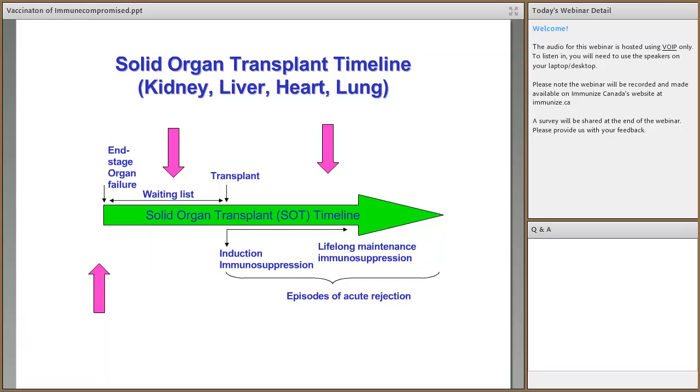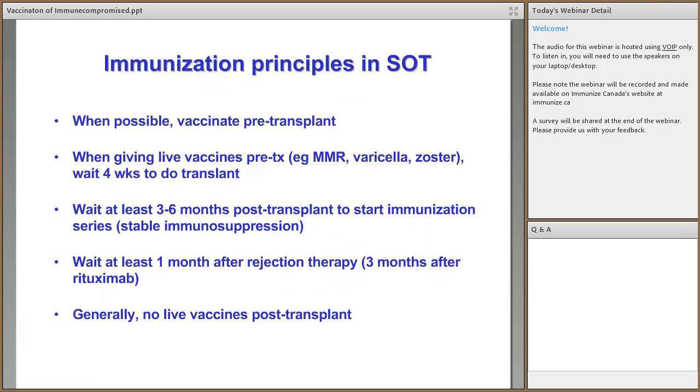If they're not captured for vaccination before the transplant, then it's important to wait 3 to 6 months after transplant when they're on stable immunosuppression, and then they can receive your inactivated vaccines. But the response to vaccines after transplant will never be as good as it could have been if they were vaccinated before transplant. So we always say to try to get these patients vaccinated before the transplant happens.